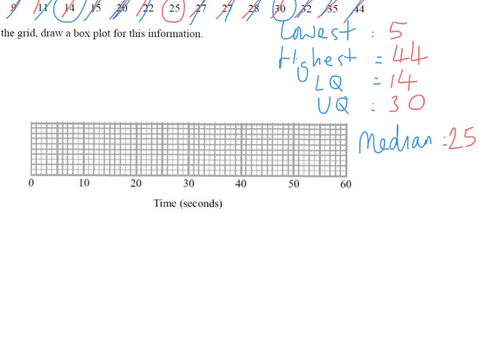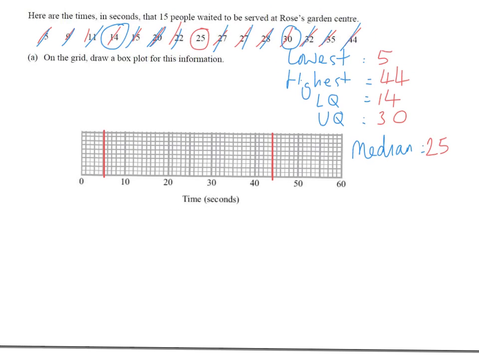First thing I'm going to do is I'm going to put in my lowest and my highest values. They're the ends of my whiskers of my box plot. If you don't know what that looks like, I'll show you now. Okay, so that's my end bits of my box plot, my whiskers done. Now I'm going to put the median in, and that's 25. Okay, so that's in place. Now the lower quartile and upper quartile. Okay, so they're all in place. You can see I've got my lowest, my highest, the median, the upper quartile, and the lower quartile.